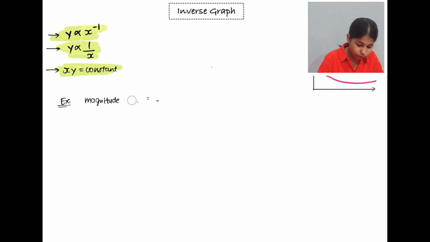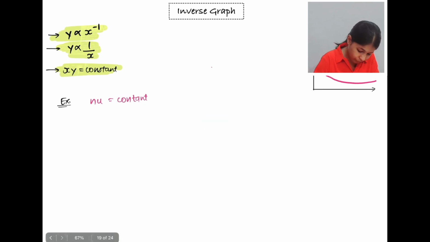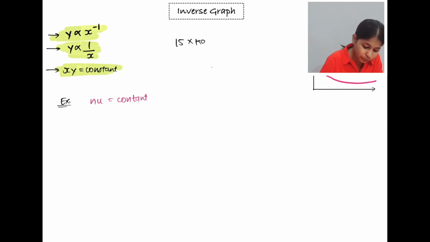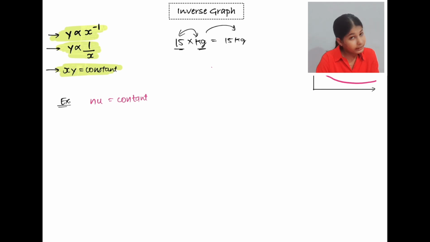Okay? So I'm just going to erase it and write it in this form. As I have already told you, if you multiply magnitude with unit, you will simply get a constant, 15 kg. 15 is the number, meaning magnitude, and kg is the unit. If you multiply both of these, you will get 15 kg. Okay, and for this 15 kg is constant.